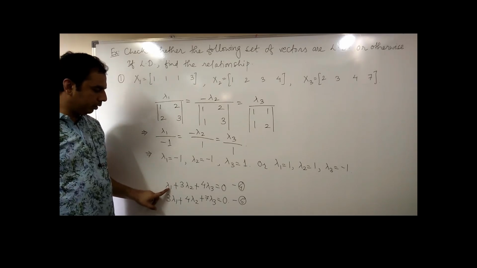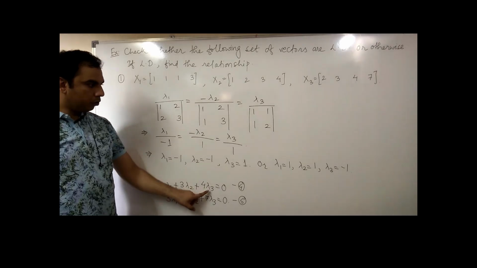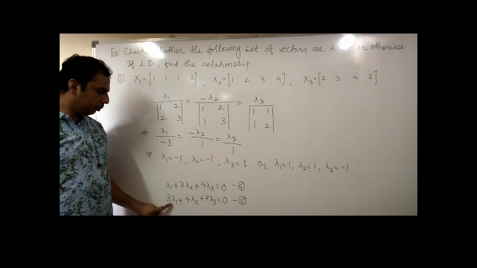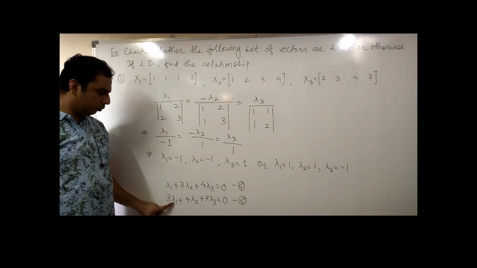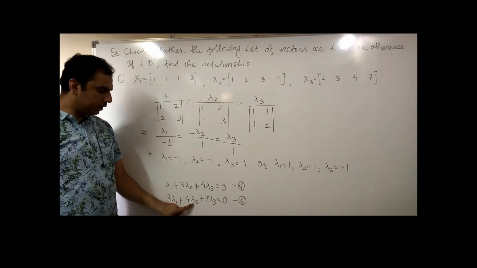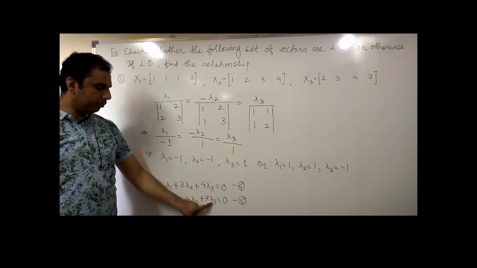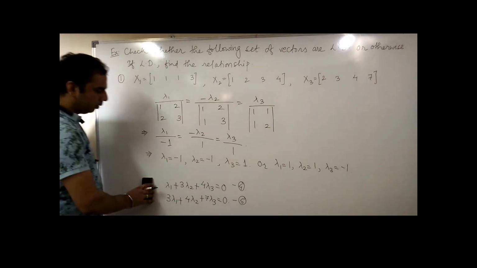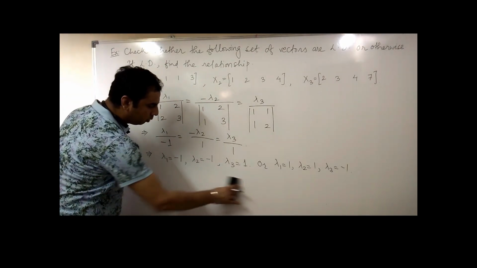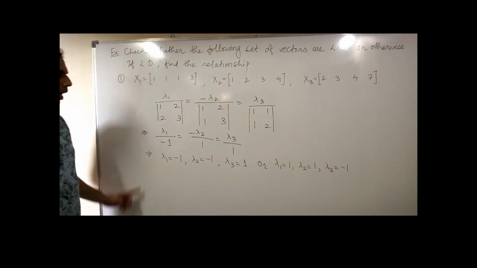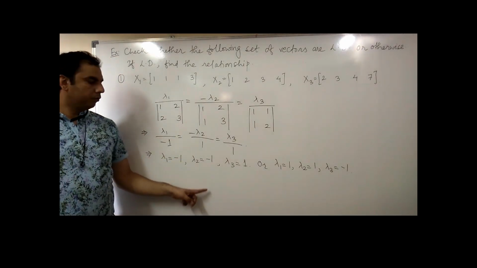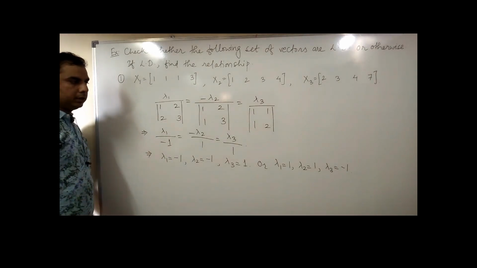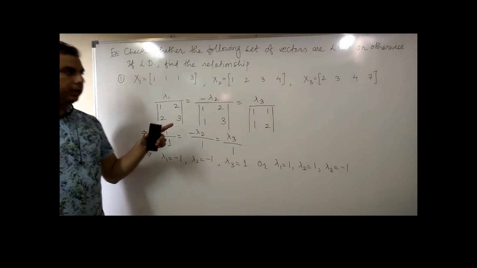So put here lambda 1 is equal to 1 in equation number 4. So we are getting here 1 plus 3, 4. 4 minus 4 is 0. Yes, we are getting it. And if we put lambda 1 is equal to 1 here, 3 plus 4, 7 minus 7 is equal to 0. So these values of lambda 1, lambda 2, lambda 3 are satisfying equation numbers 4 and 5 also, and therefore we will say that these are our required lambda i's.